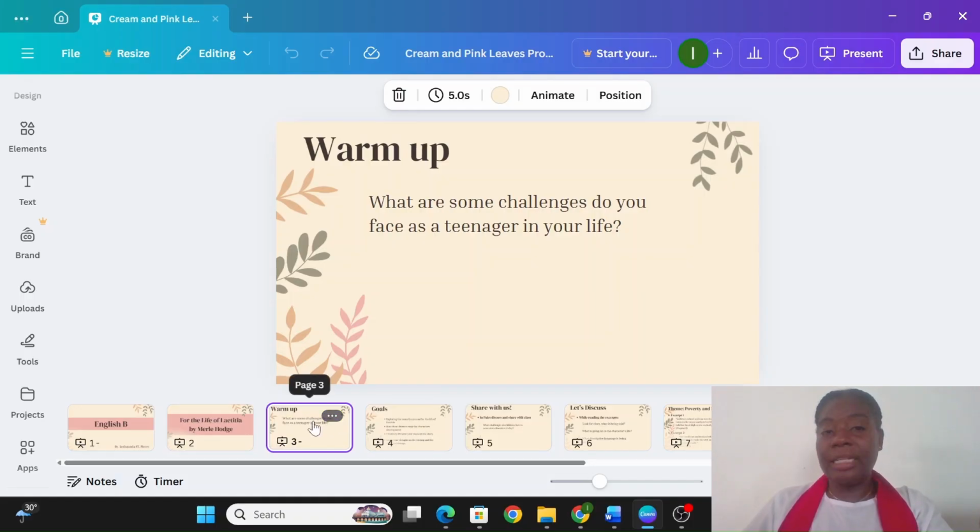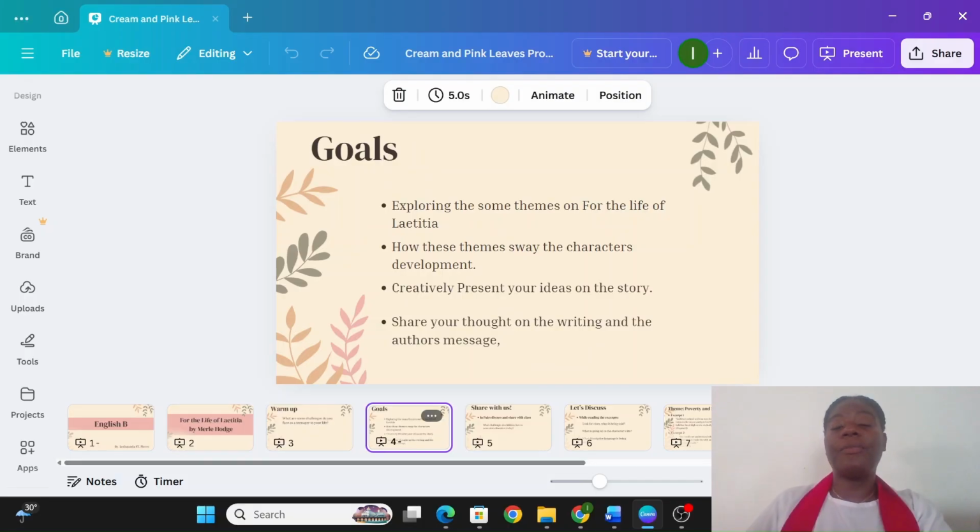So here we have a little activity, a warm up. You can start off your class. What are some challenges that you face as a teenager? This is a question that you can ask your class and have them share with you before you get into the goals of your lesson. This is what you're going to accomplish by the end of the lesson with your class.